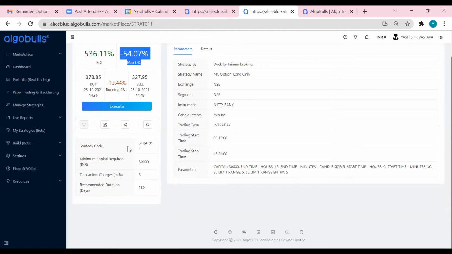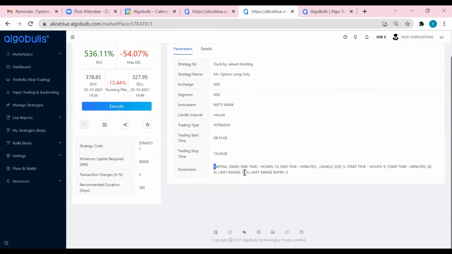Apart from that, you could see some of the necessary details, like the unique strategy code given by the AlgoBulls team, the minimum capital required for the strategy, and the recommended days and duration to use the strategy. You could see the strategy is by Genem Brokerage, which is by Mr. Kiran, and the strategy name is Mr. Option Long. You can see which exchange the strategy is performing on, in which segment, in which instrument, what candle interval is used, what the trading type of the strategy is, when the trade starts and when the trade stops. So all the necessary information with respect to the strategy and its logic is given to you to help you make a better decision.